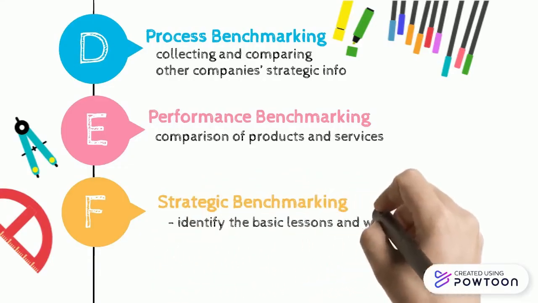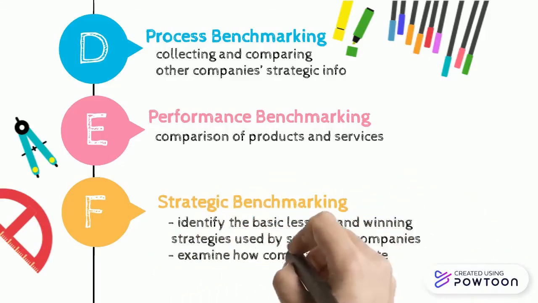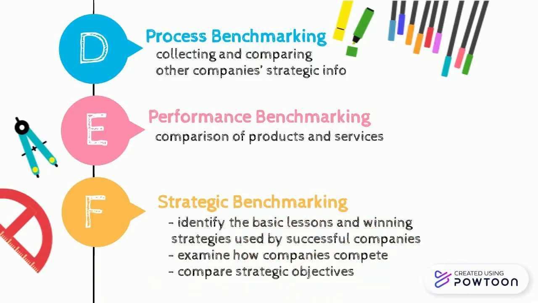Strategic benchmarking is a process by which companies identify the basic lessons and winning strategies used by successful companies and apply them to their own strategic processes to develop core competitiveness that contributes to sustained competitive advantage. In addition, strategic benchmarking examines how companies compete, which is ideal for companies with a long-term vision. It is also common to compare strategic objectives to discover new strategic options.